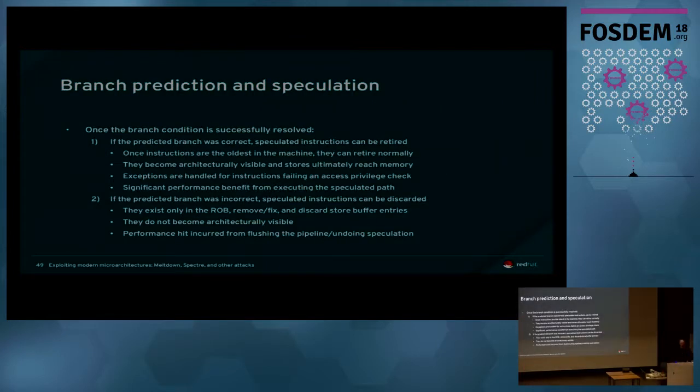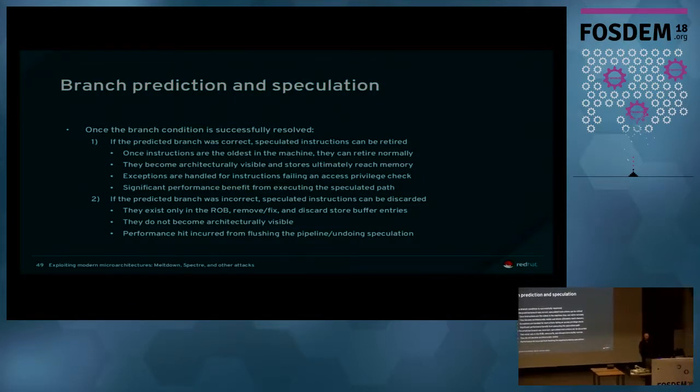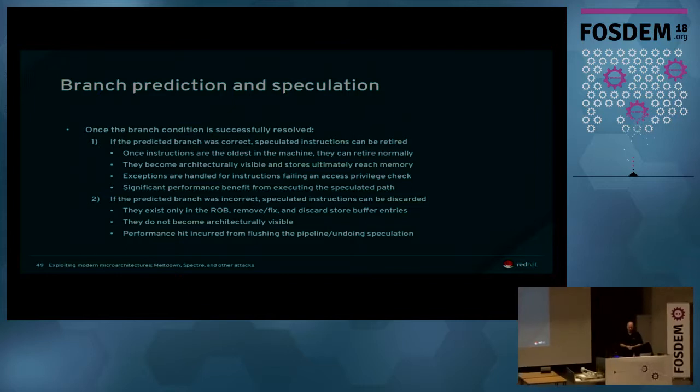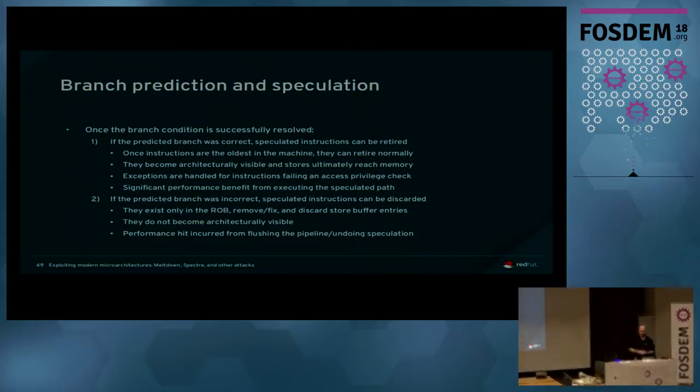So, as I said, if I'm correct when I hit a branch, it's called resolving a branch. If I'm correct, then I continue, and everyone just gets a speed up. If I'm wrong, I have to do some housekeeping. But the idea is that you can never observe that. You can't observe the fact that I did this speculation. It's not supposed to be visible to you.